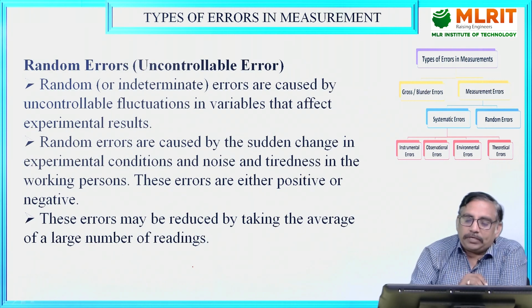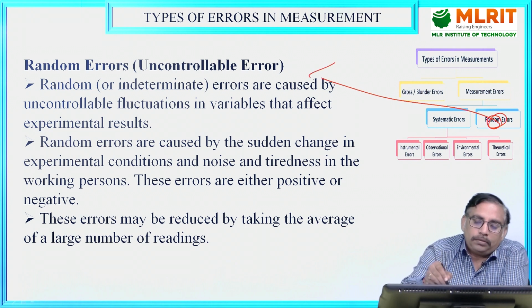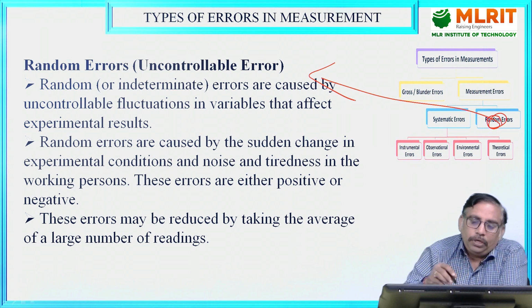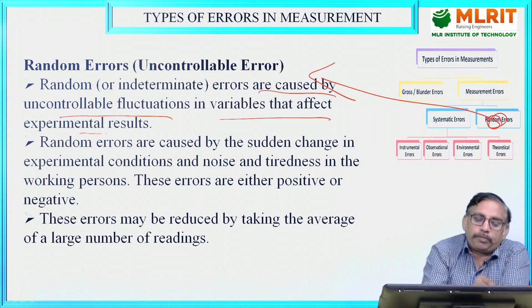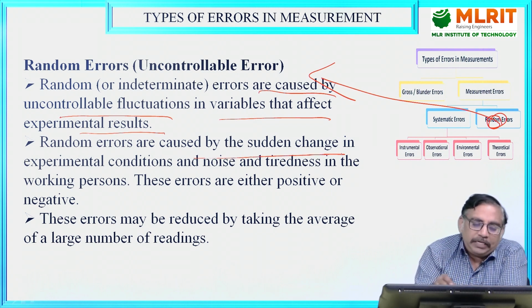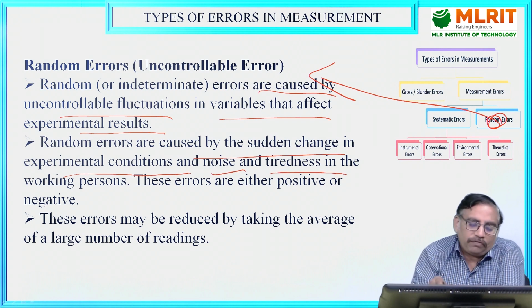With random errors, we cannot control them at all. We are not taking them into consideration at all. They are caused by uncontrollable fluctuations and variables that affect experimental results. So where fluctuations are there, we will never go. They are caused by sudden changes in experimental conditions, maybe noise or tiredness in the working process.